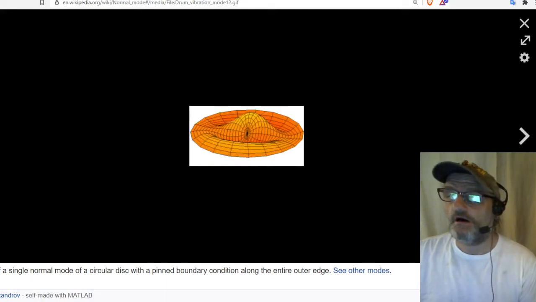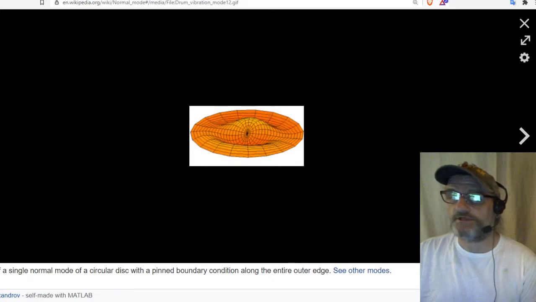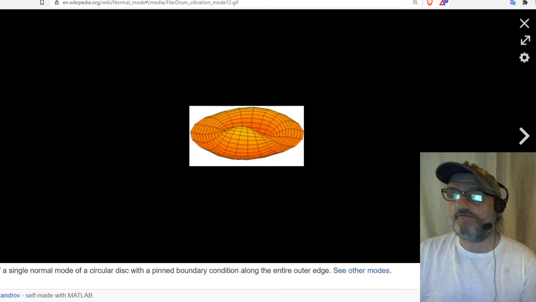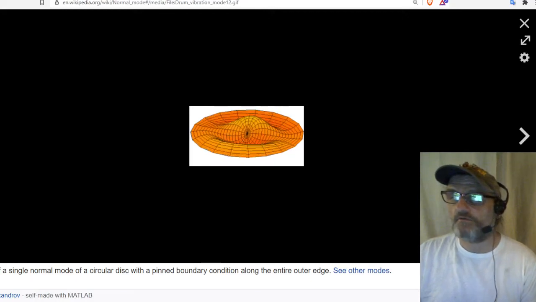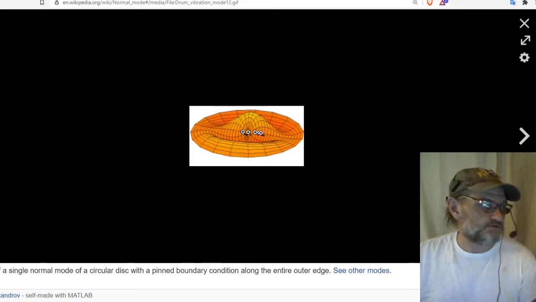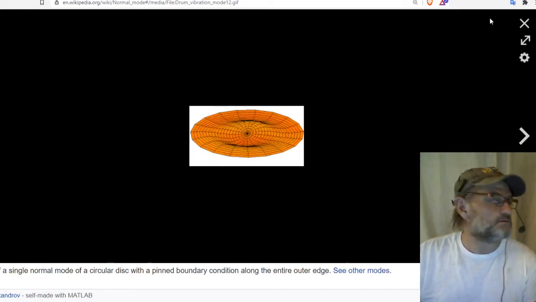Using polar coordinates, we have a radial coordinate and an angular coordinate. If one measured from the center outward along the radial coordinate, one would encounter a full wave. So the mode number in the radial direction is 2. So the radial direction is moving outward like that.